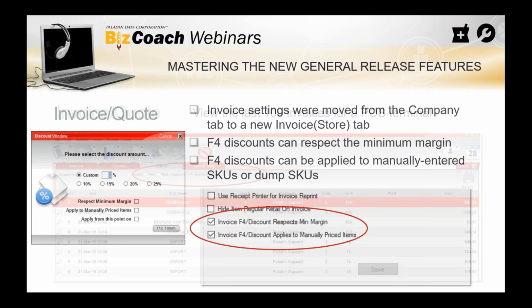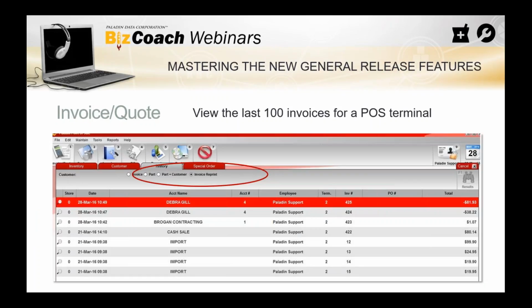So this is available for each terminal. So every point of sale terminal, you can go into the history tab under invoicing and quoting. So you're going to invoice and quoting, hit the F1 for advanced lookup. After that, at the very top, you've got 4 tabs. One of them is history. If you go to the history button, we've added a new radio button here. Under special order, you'll see it says invoice reprint.